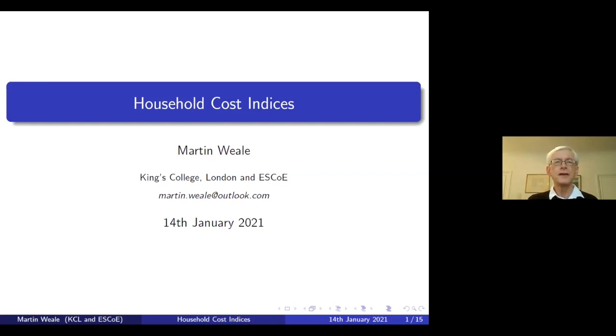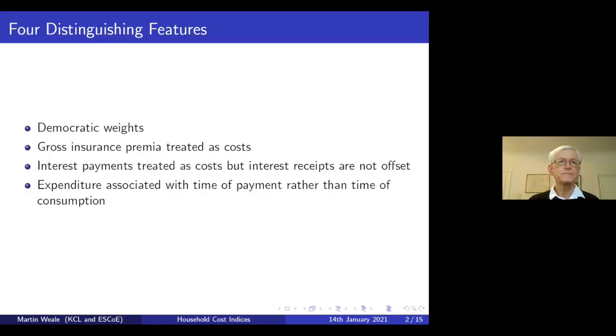In other words, you need to have some framework for the data that you put together. In the talk today, I suppose what I'm going to try and do is to think about the framework that would support the household cost indices and their distinctive nature. Now, I see four distinctive characteristics. The first is that they're produced using democratic weights rather than plutocratic weights.